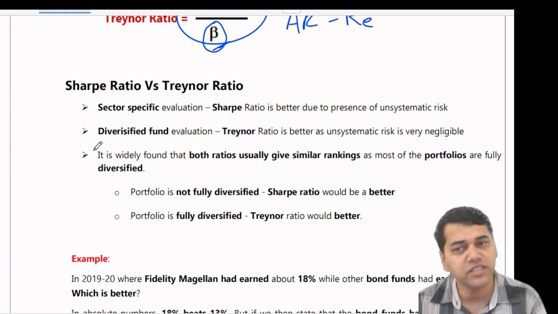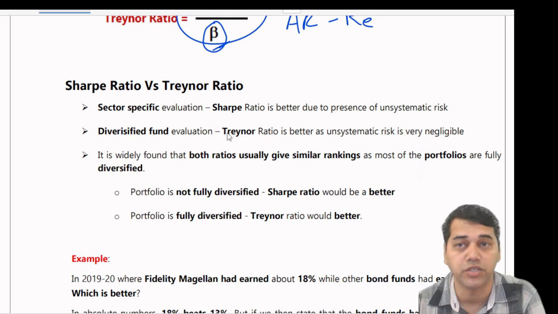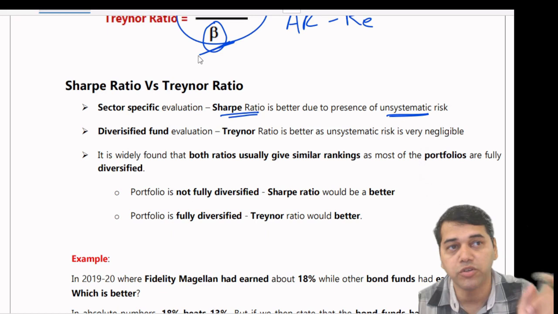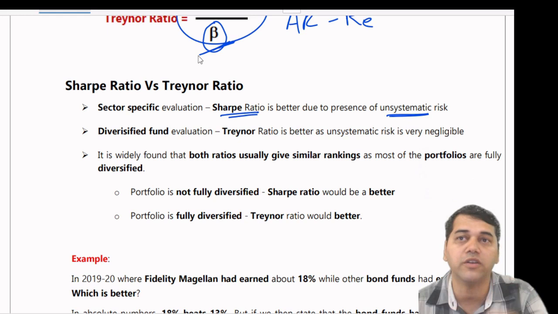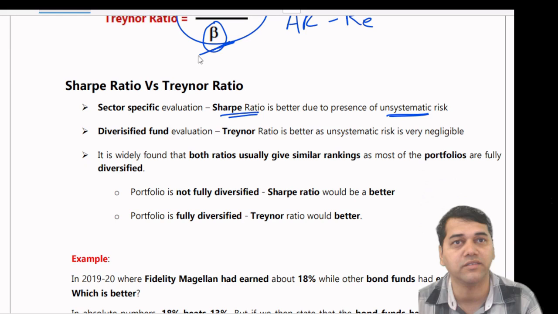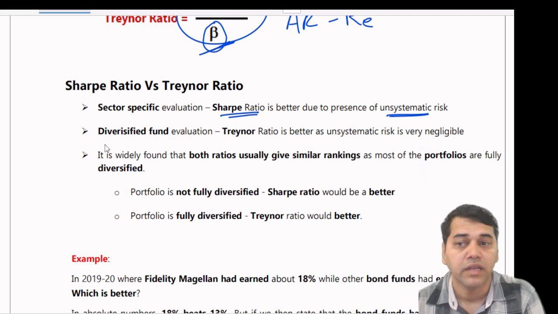Now, where will the Sharpe ratio and Treynor ratio be used? If you are doing sector-specific evaluation, then the Sharpe ratio is better because of unsystematic risk; the Treynor ratio doesn't include the element of unsystematic risk. It considers beta. But what about the sector-specific? Certain sectors have their own risk, which may not be reflected elsewhere. Like the defense sector, with arms and ammunition, has its own different risk. In such a case, the Sharpe ratio will be better. If you have a diversified fund, that means there is no unsystematic risk, so one should go for the Treynor ratio.